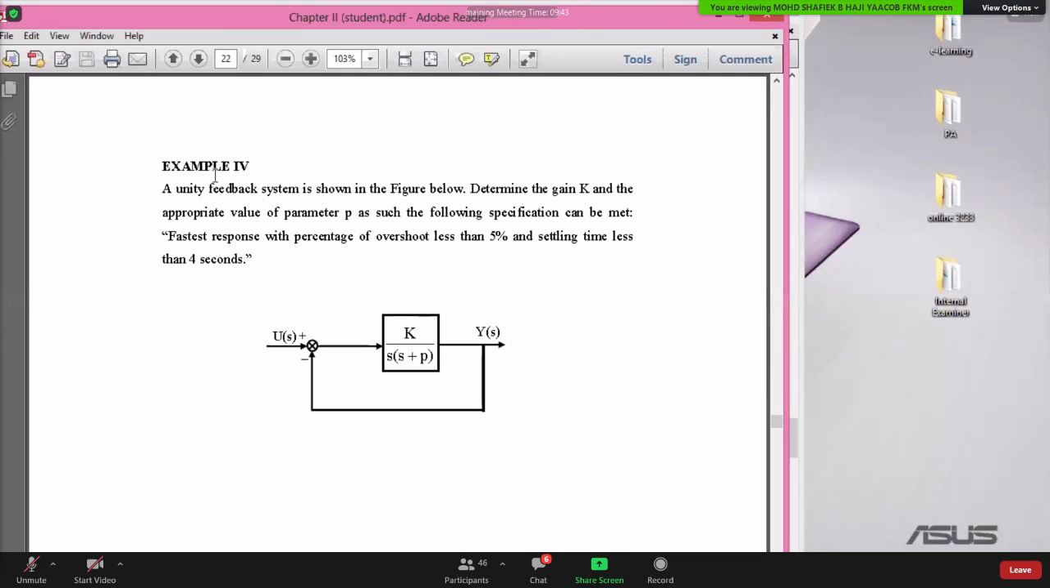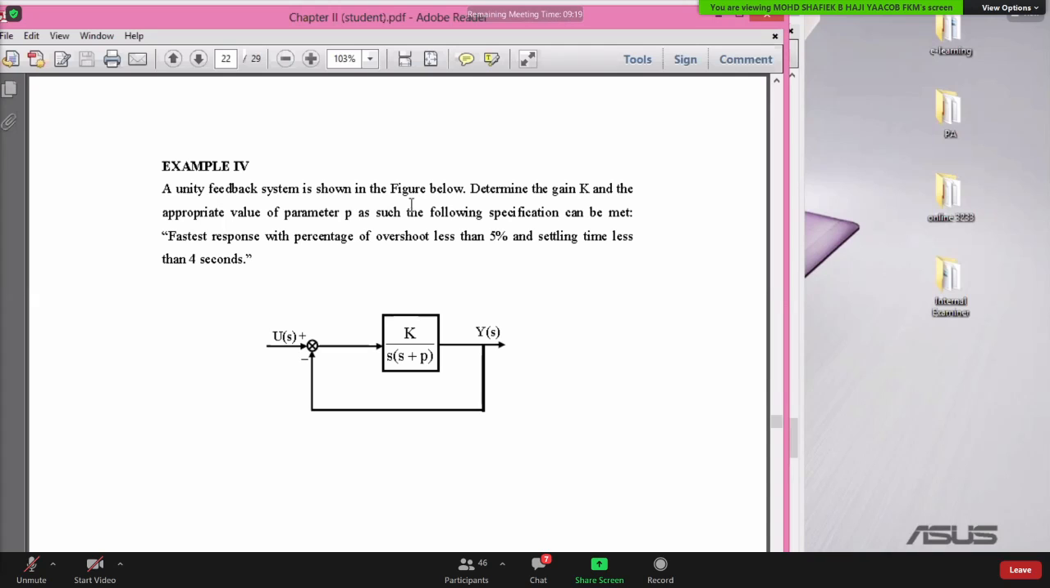Okay, so example 3 is the analysis type of question, where the control system is given to you and all you need to do is analyze how the system behaves. So this example 4 here is a design question.